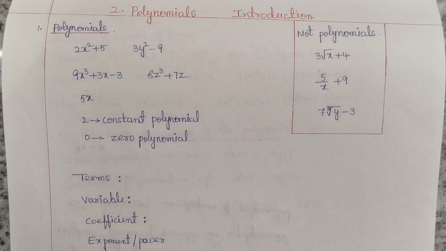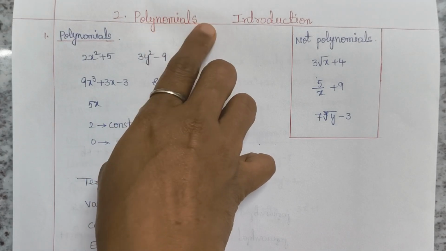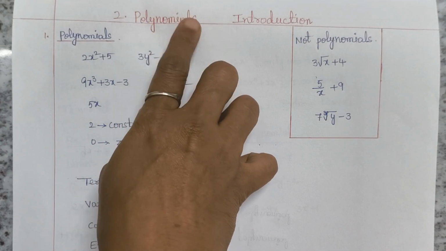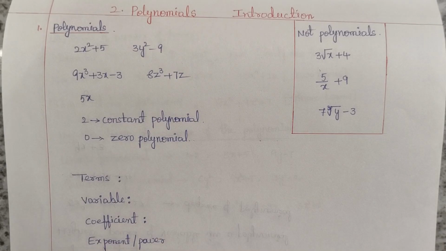See here. First, what is a polynomial? Polynomial means poly means many, nomial means terms. Polynomial, many terms is there means it is a polynomial. So in this lesson we will learn a basic introduction of polynomials.